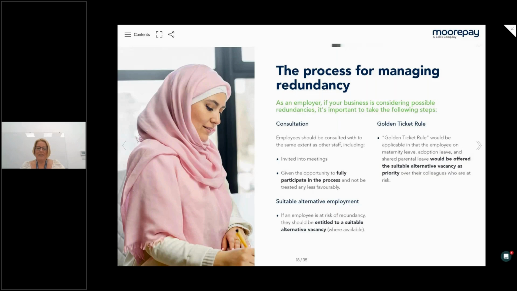They should be invited into meetings, they should be given the chance to fully participate in the process, and if their employee is at risk of redundancy, they should be entitled to a suitable alternative vacancy. Now, that suitable alternative vacancy should be offered to the person on the family-friendly leave over anyone else at risk. This is what we call the golden ticket rule. So if it is a suitable alternative, then it needs to be offered over the people that are not on family-related leave.